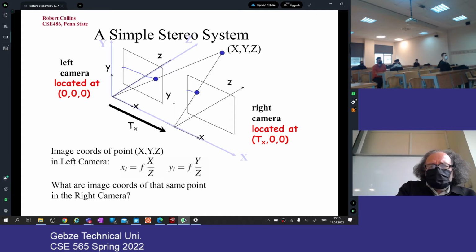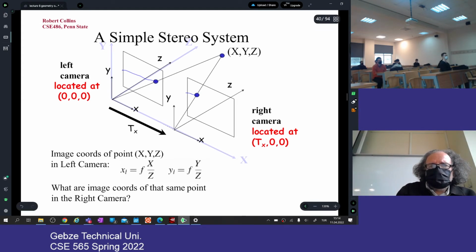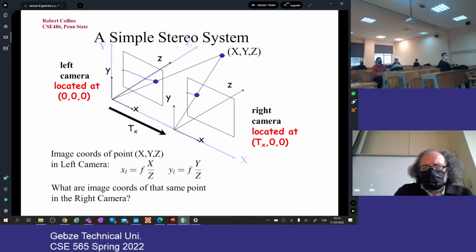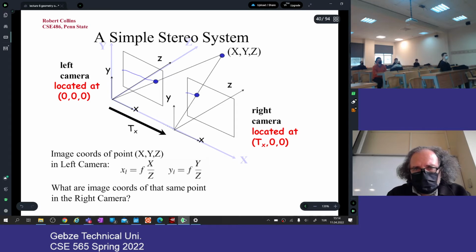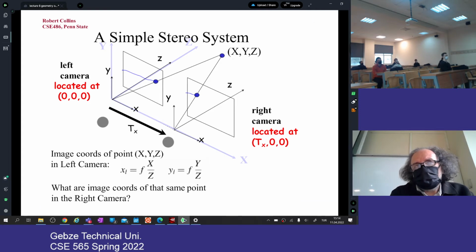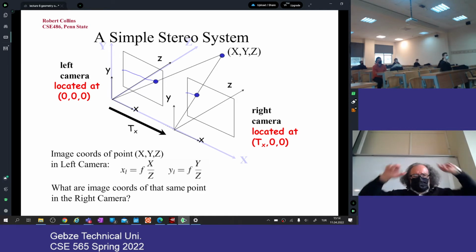So I have written the formula for this point. We call it xl and yl, or pl. I am going to write the same equation for this point. So how am I going to write it? It is exactly the same, f times x over z, but the thing is that this camera is shifted to the right by tx. So how would you approach this problem? What would you do?